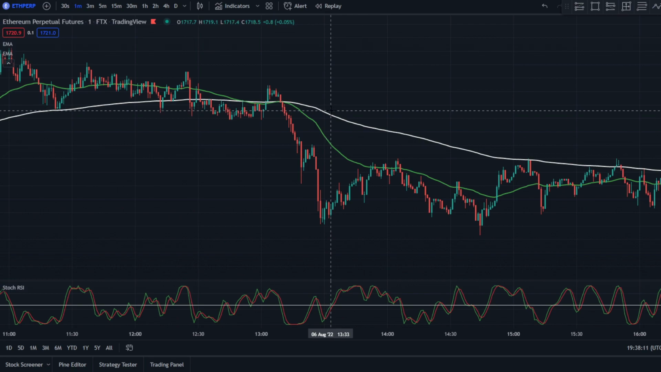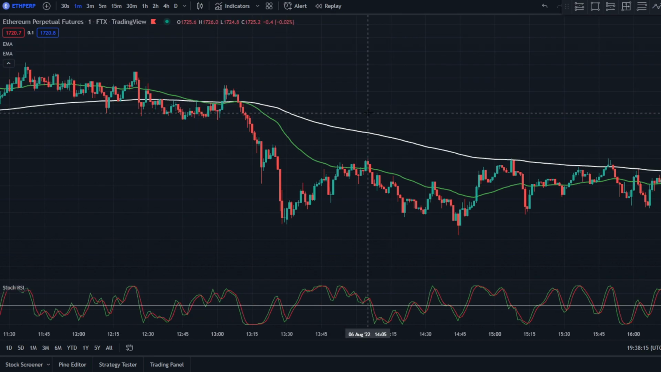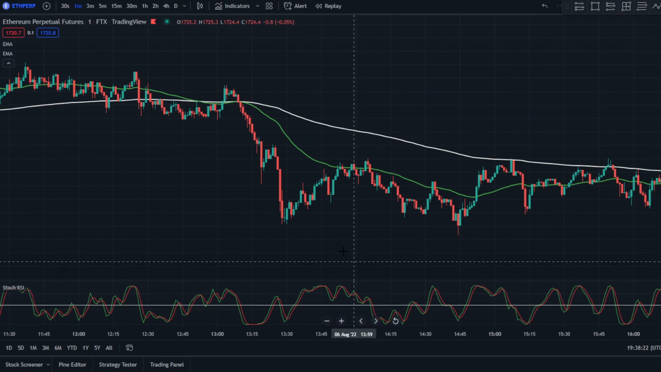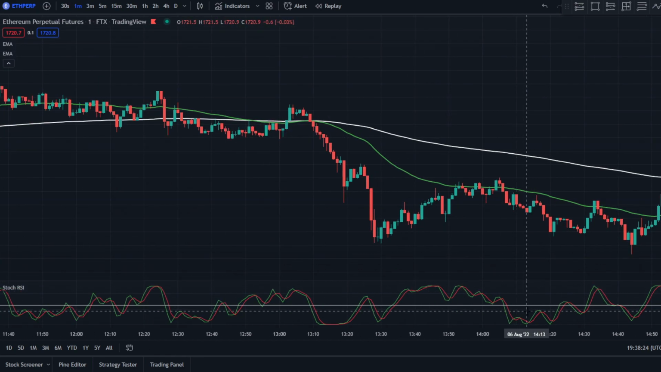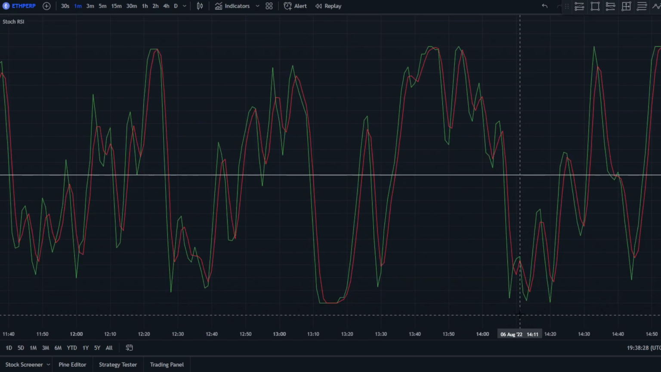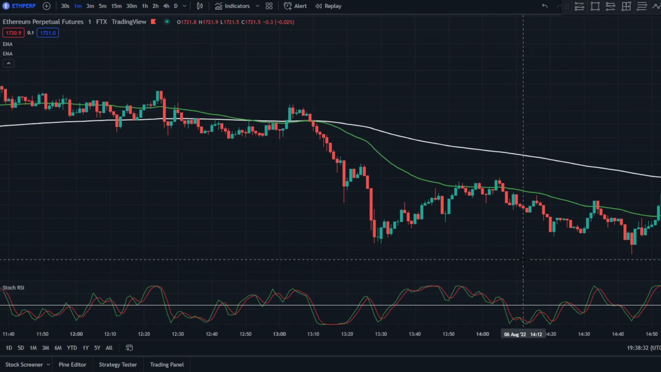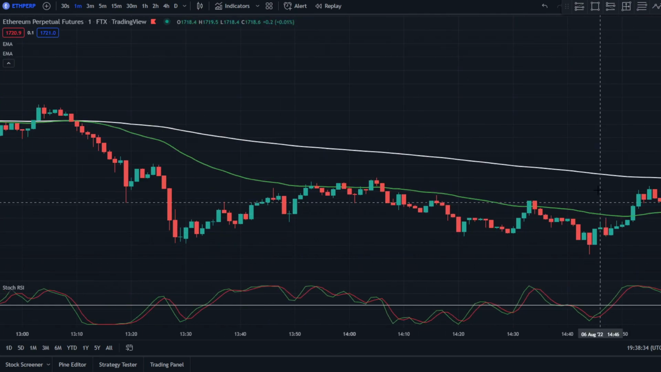So we are waiting for short positions right now, and for a short position to be valid, you must have the crossover of the green stochastic RSI below the red stochastic RSI below the 50 line. So right here, we can see that the green crosses below the red. Right here, the green crosses below the red, and this crossover happens below the 50 line. So that is a valid position.